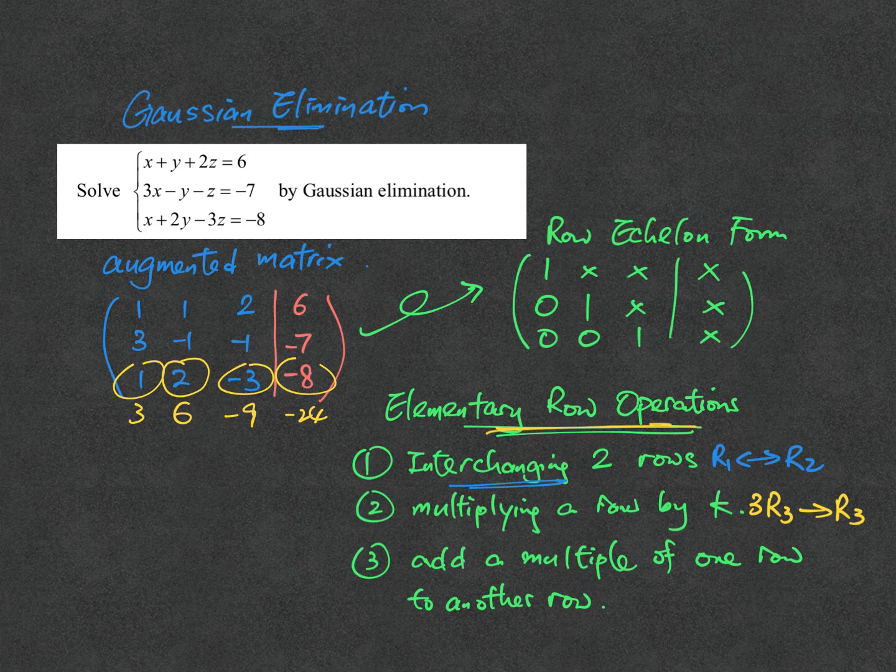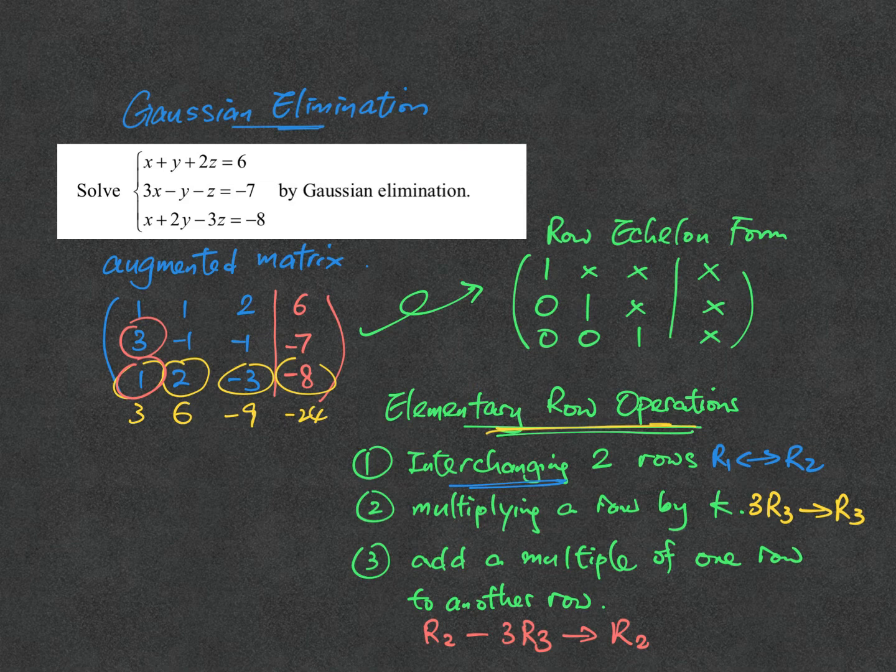At last, we can also add a multiple of one row to another row. So what does that mean? It may be like, I want to cancel the 3 in the second row. So I minus 3 times row 1, which is a 1, and then put back the results into row 2. So next we will look at the example to see how these elementary row operations are put in the augmented matrix.